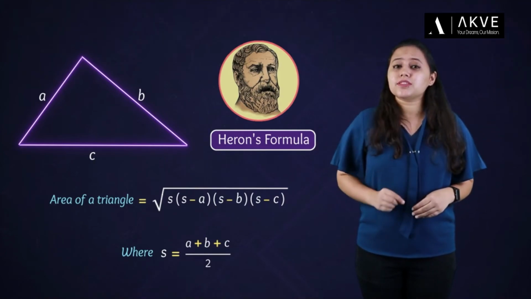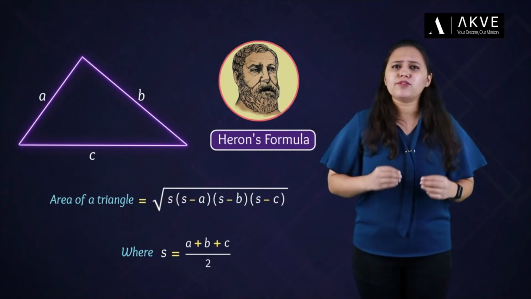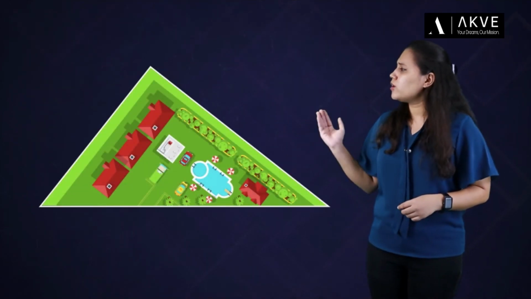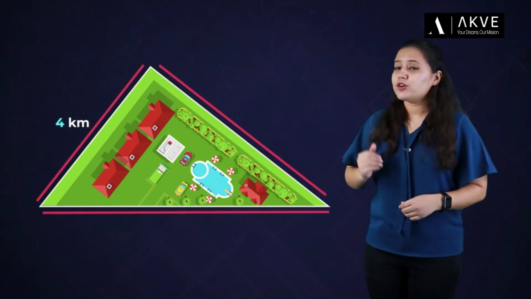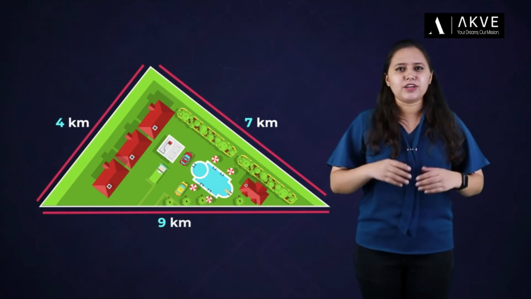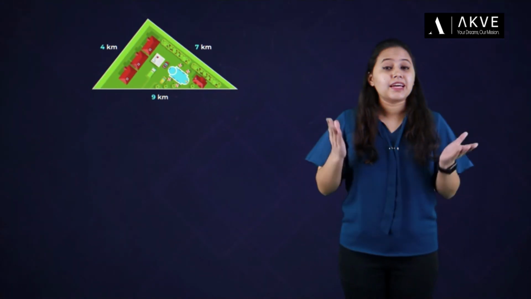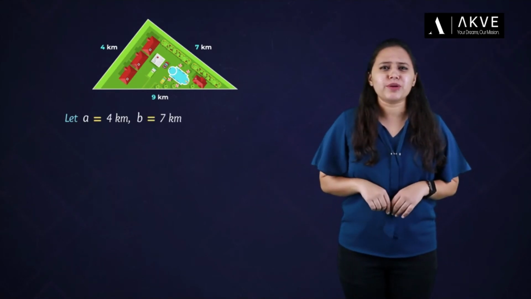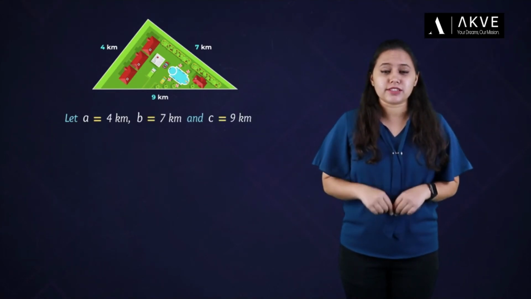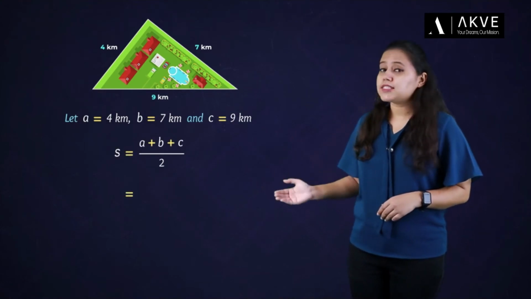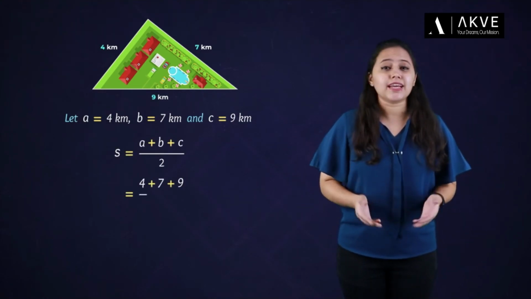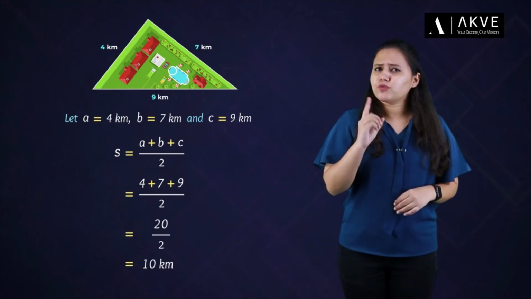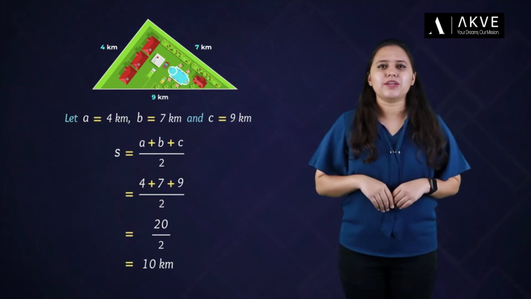Great! Now it's time we apply this formula in real-world problems to see how it works. Let's find the area of a triangular park with side lengths 4 kilometers, 7 kilometers and 9 kilometers. Let's take A is equal to 4 kilometers, B is equal to 7 kilometers and C is equal to 9 kilometers. So that we have S is equal to 4 plus 7 plus 9 divided by 2, which is equal to 10 kilometers. Thus, the value of the semi-perimeter is 10 kilometers.